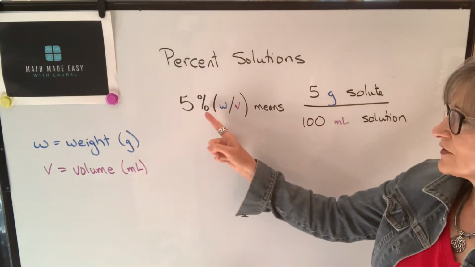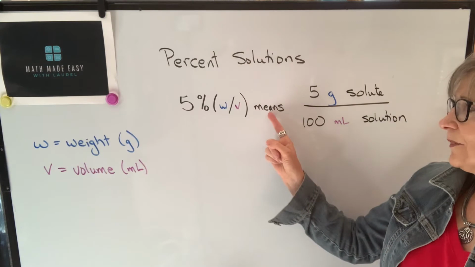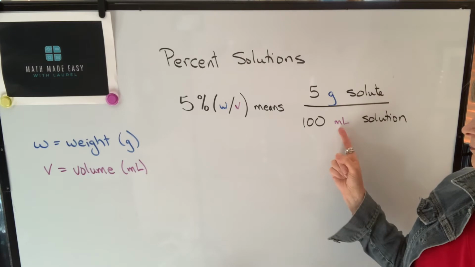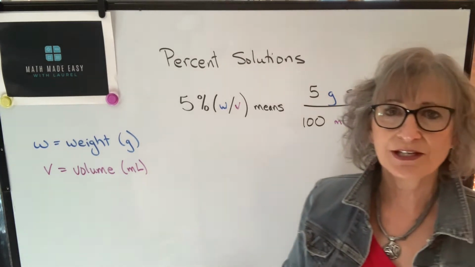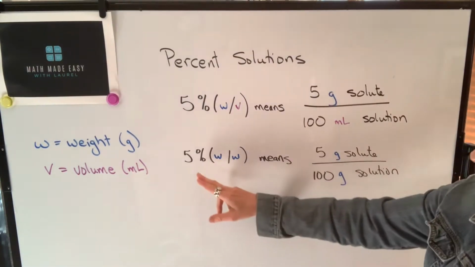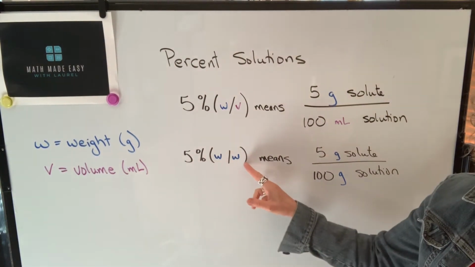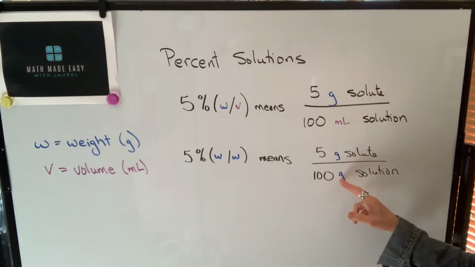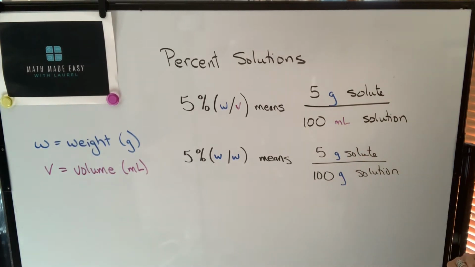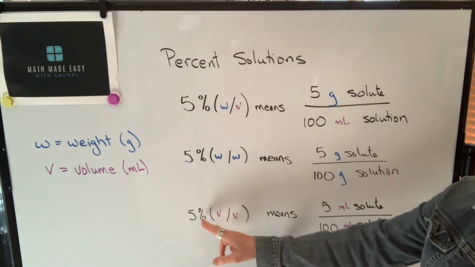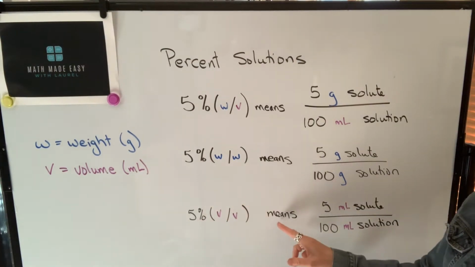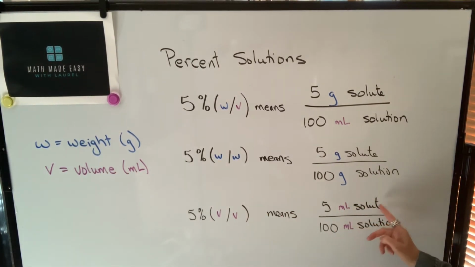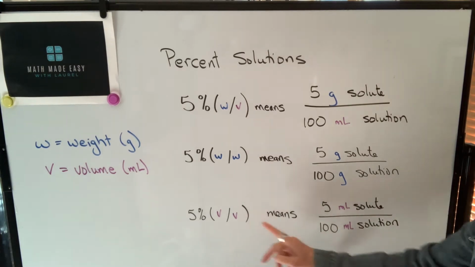So if you see 5% weight per volume, what that means is that you will have 5 grams of solute in 100 milliliters of solution. That's the concentration. If you see 5% weight per weight, that means that there are 5 grams of solute in 100 grams of solution. And lastly, if you see 5% volume per volume, that means that there are 5 milliliters, volume is measured in milliliters, of solute in 100 milliliters of solution.